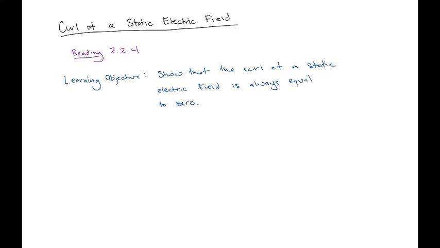Let's talk about the curl of an electric field now. In particular, we're going to talk about the curl of a static electric field, which is important for me to point out because later we're going to talk about the curls of non-static electric fields that are changing with time, and the curl will not be zero. But in this case, we're going to show you that the curl of a static electric field is always equal to zero. That's a special property of the electric field.